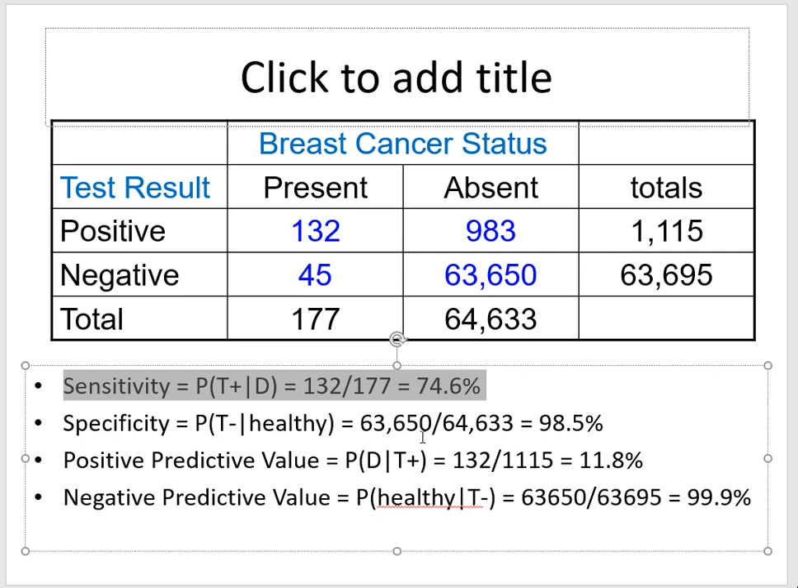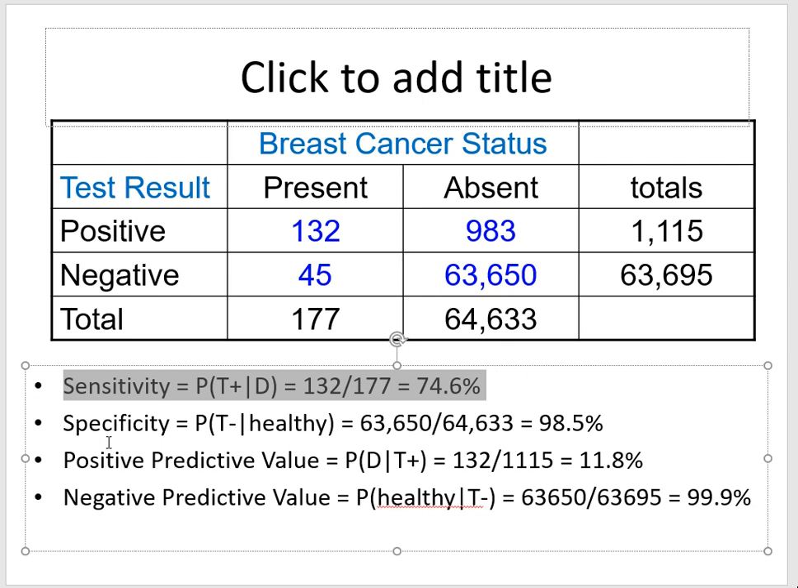So if a woman has breast cancer, she has a 74.6% chance of testing positive and about 25.3% testing negative. That is, three-quarter chances of testing positive and one-quarter chances testing negative.